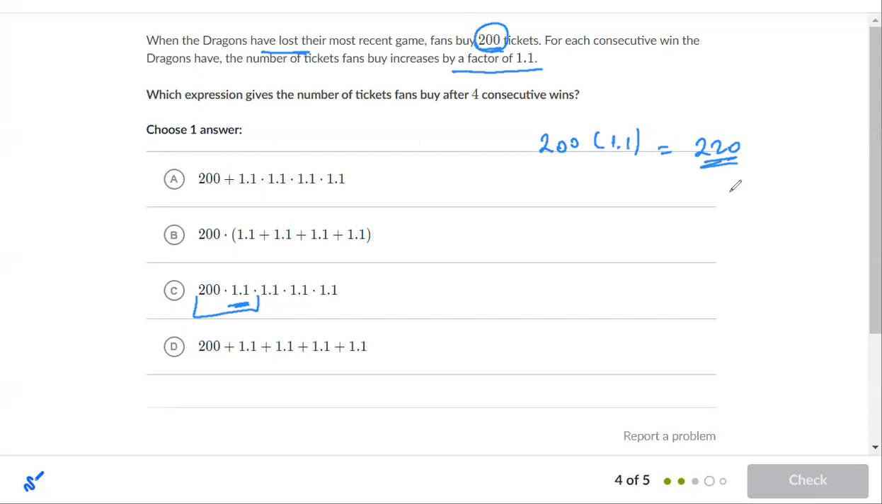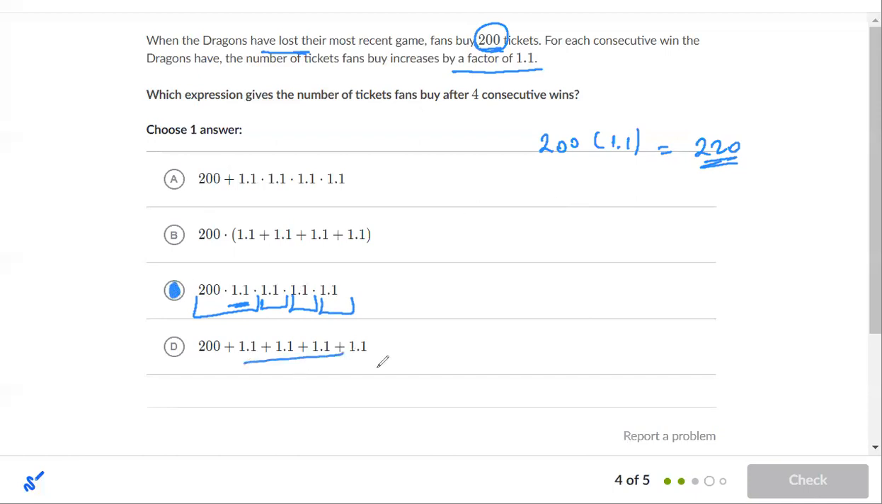But now for the next game, the number of tickets that will be sold will still be a factor of 1.1. So, this was the number of tickets already sold, and then we just multiply this by 1.1, which is going to be another times 1.1 after the second win, after the third win, after the fourth win. So that will increase exponentially. So that should be our answer.